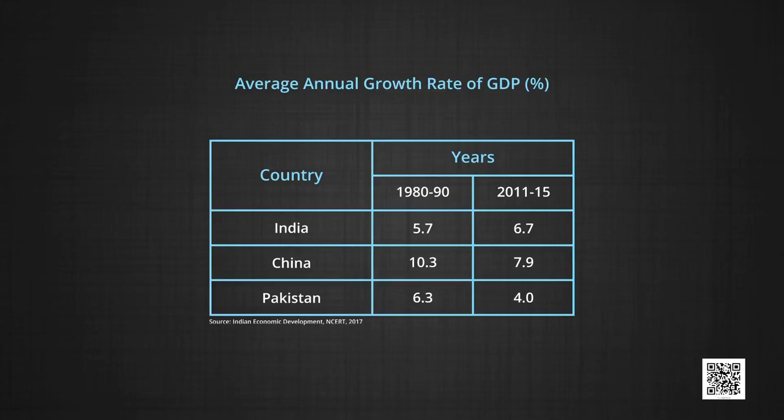Now look at table 2, which gives the average growth rate of the GDP in these countries. According to table 2, there has been a remarkable increase in the growth rate of India, while China and Pakistan saw a decrease from 1980-90 to 2011-15. It can also be noted that during the 1980s and 90s, China, ahead of India and Pakistan, had a double digit growth rate, which shows a substantial decline during 2011 to 2015.